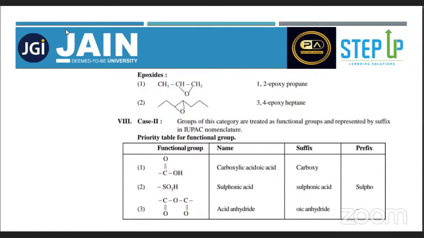Okay, this is something which is new. Epoxides are basically this group, this O. When you have to find the numbering, this will be 1, 2, 3. With carbon number 1 and 2 we have oxygen attached, so we write it as 1,2-epoxy. In total we have 3 carbon, because of that propane. Here, 1, 2, 3, 4: on carbon number 3 and 4 we have O attached, so we write it as 3,4-epoxy, and with 7 carbons, heptane.